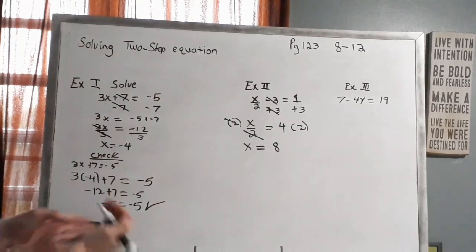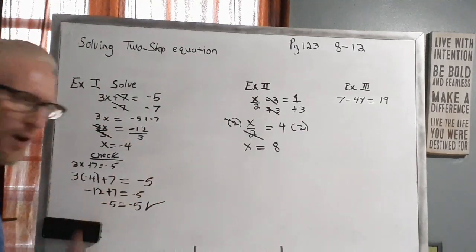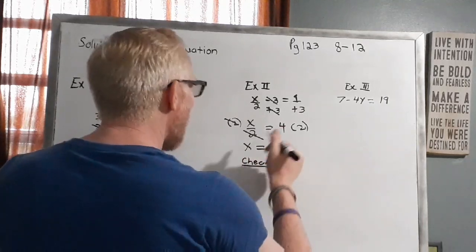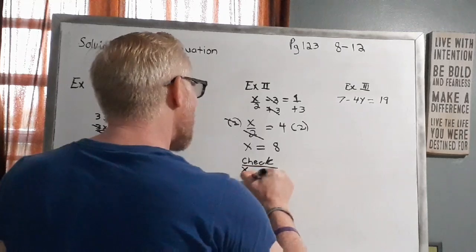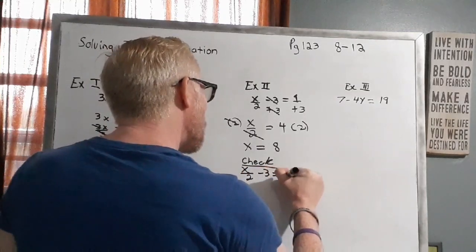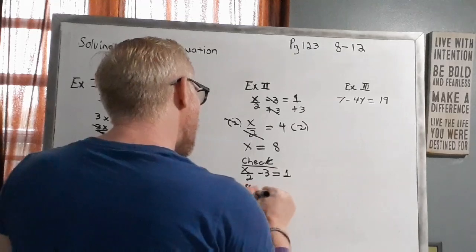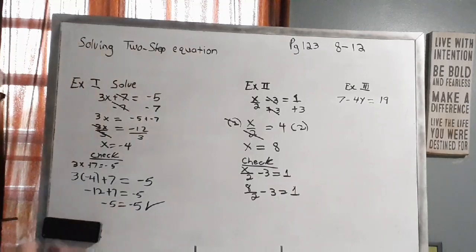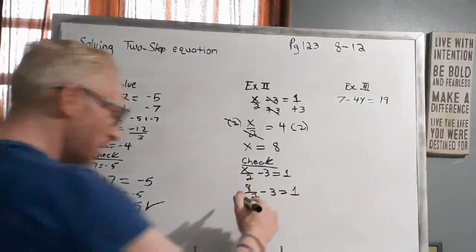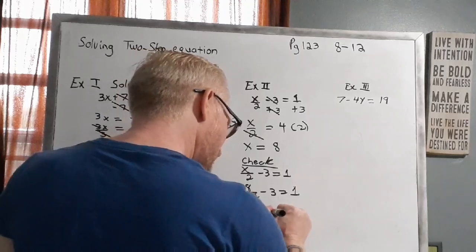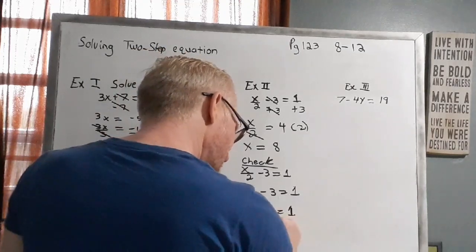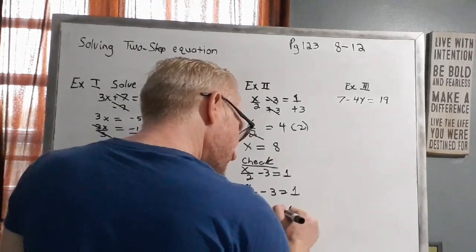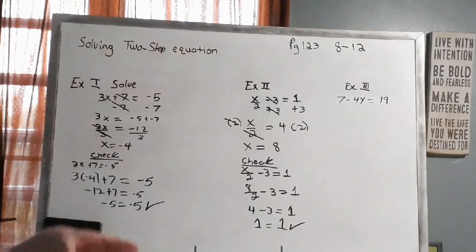And just like I did here, I can also check this problem to verify that it's correct. And what I'm going to do is just plug in 8 wherever I have an x. So instead of writing x over 2 minus 3 equals 1, I say 8 divided by 2 minus 3 equals 1. And of course, I use my order of operations, which means I divide first, and 8 divided by 2 is 4, and 4 minus 3 equals 1, and 1 equals 1. And that means that this also checks out and is correct.